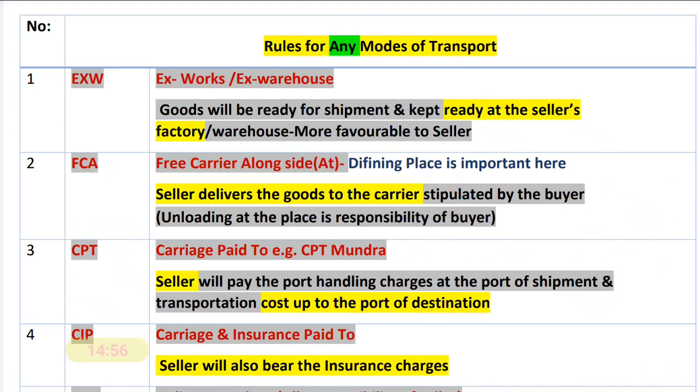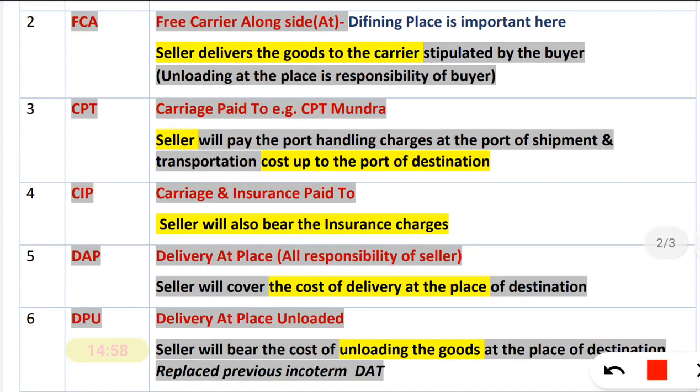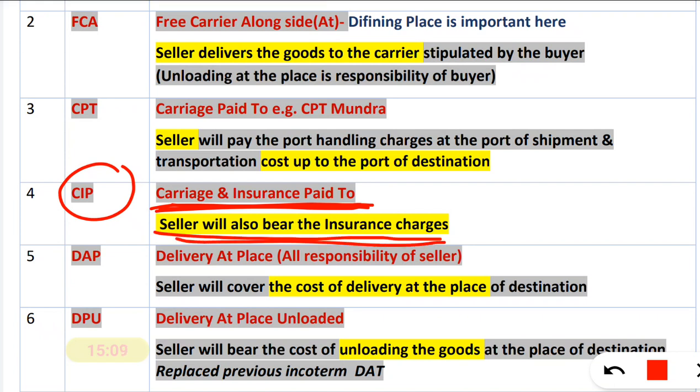Now, what do you mean by CIP? Carriage and insurance paid to. So CIP stands for carriage and insurance paid to. The seller will also bear the insurance charges, so it is very good for the buyer. The insurance premium or insurance charges, in addition to the transportation, will be paid by the seller or the exporter.